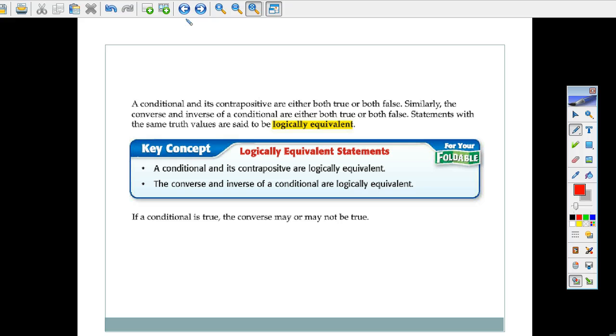So, a conditional and its contrapositive are either both true or both false. Similarly, the converse and inverse of a conditional are either both true or both false. Statements with the same truth values are said to be logically equivalent. A conditional and its contrapositive are logically equivalent. The converse and inverse of a conditional are logically equivalent. If a conditional is true, the converse may or may not be true.